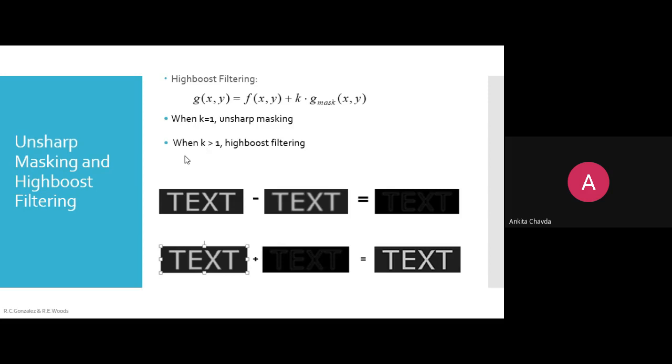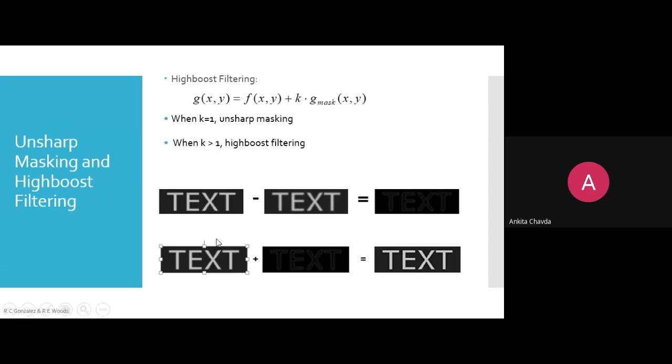K is the constant value. If you keep it exactly equal to 1, then it behaves as unsharp masking. If you increase it, then it is high boost, because you are boosting it. You are boosting. Right?